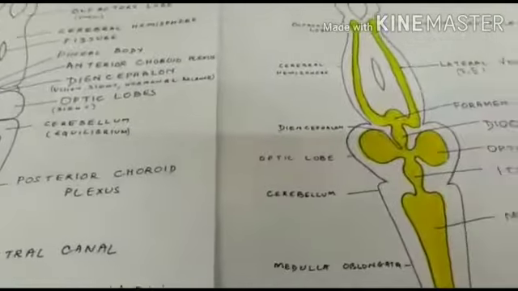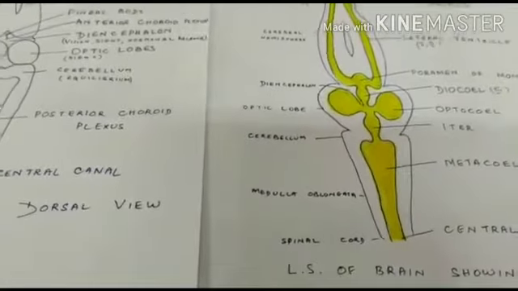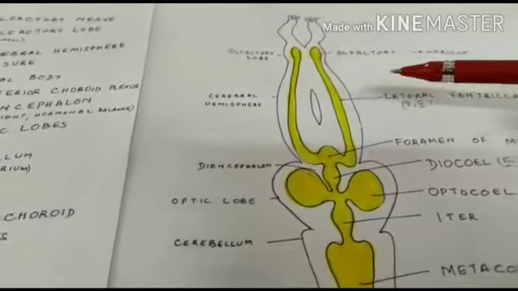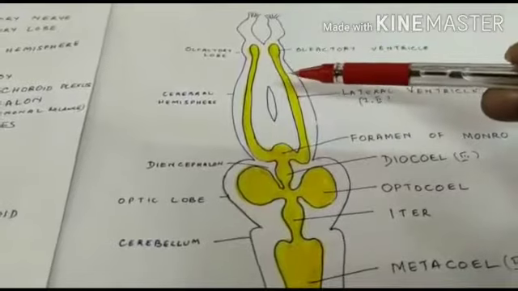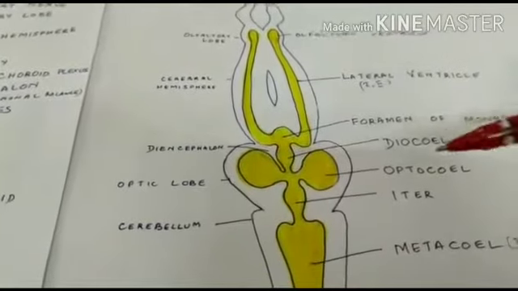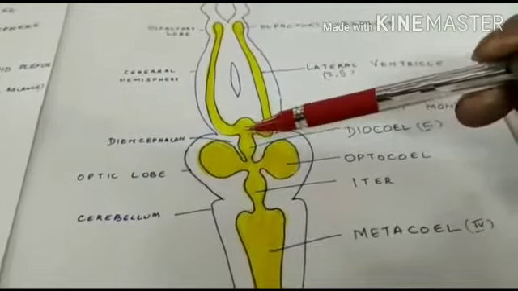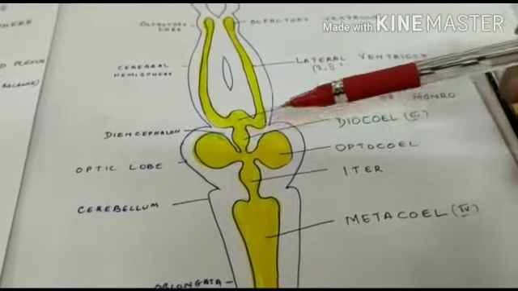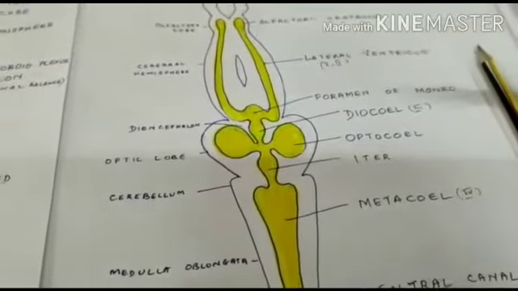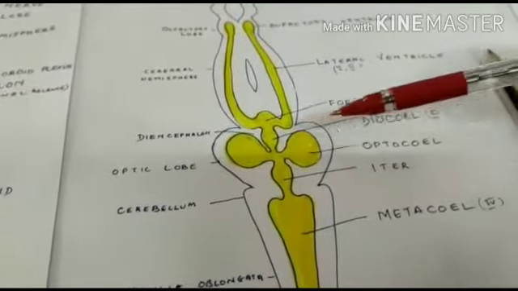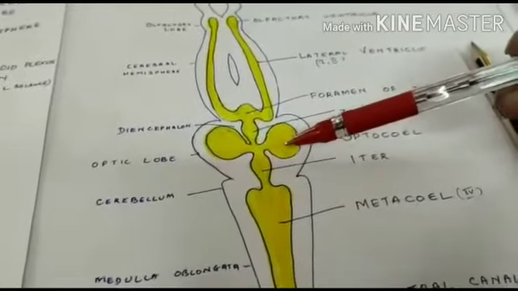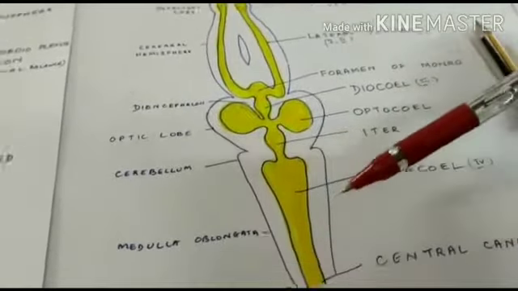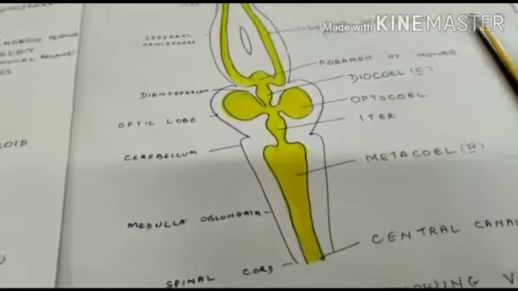I'll just show you a diagram of the ventricles, and here you can see the different ventricles. First is the olfactory ventricle, and then the lateral ventricles of the cerebral hemispheres, and the foramen of Monro, by which the lateral ventricles open into the diencephalon. Then comes the diocele, or the diencephalon's cavity ventricle. Next, the optocele. Optocele opens by means of the iter into the metacele, and the metacele continues backwards as the central canal.